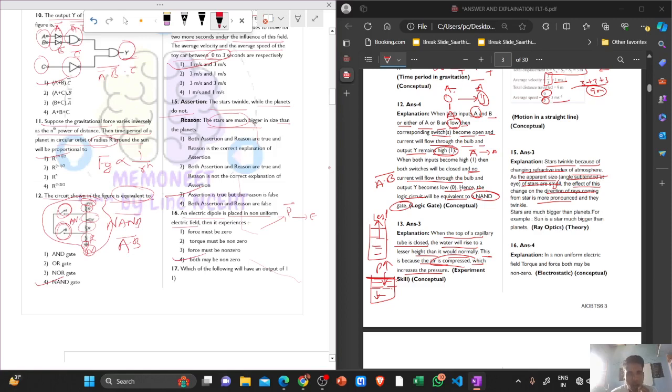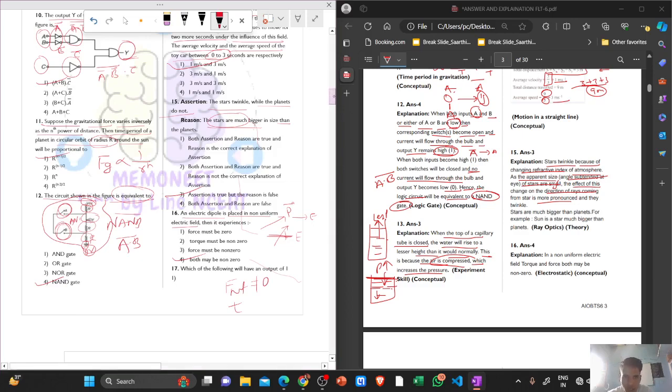Option 4 will be correct because as it is non-uniform, so F net is also not equal to zero. And it is not necessary that it is just along the field direction, it can orient in this way, so torque is also not zero. So both may be non-zero.